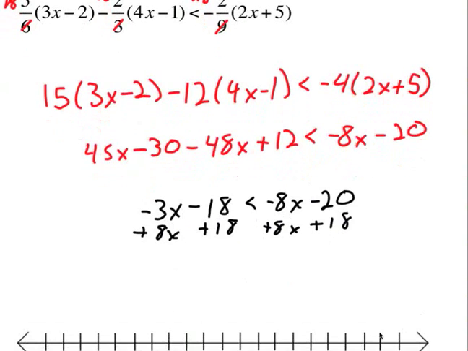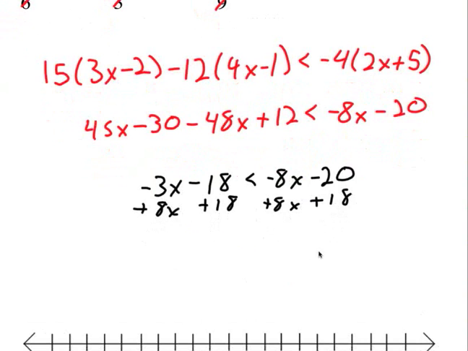So we end up getting, let's pull this down a little bit, this is going to be 5x is less than negative 2, it looks like. So divide both sides by 5, so x is going to be less than negative 2/5.